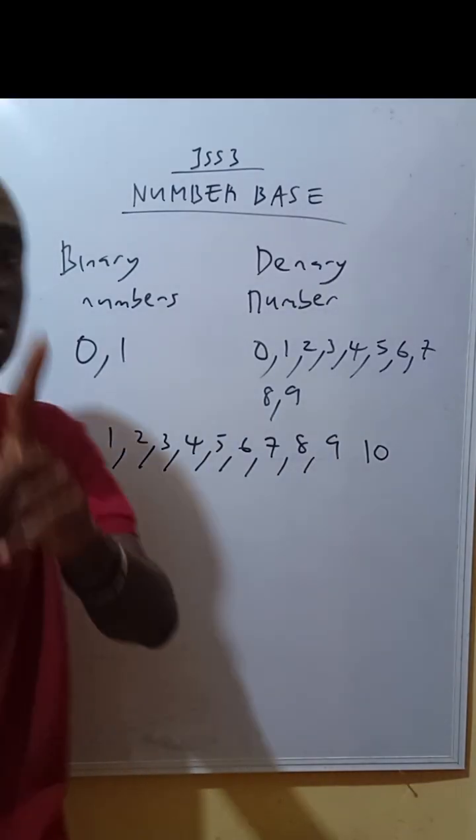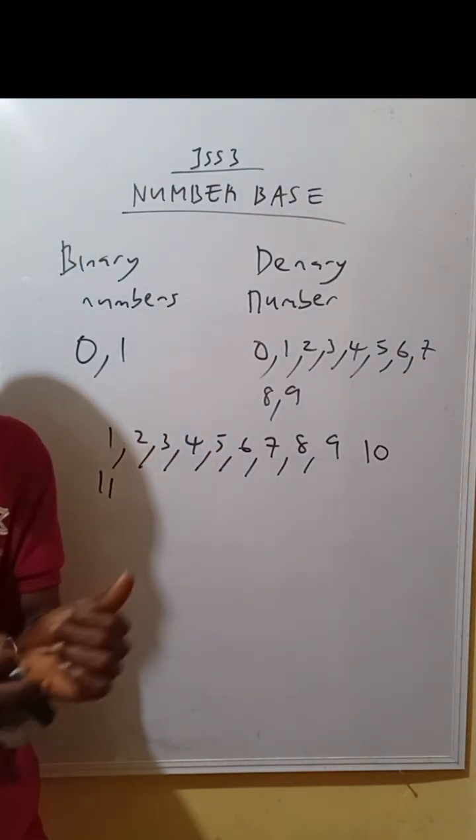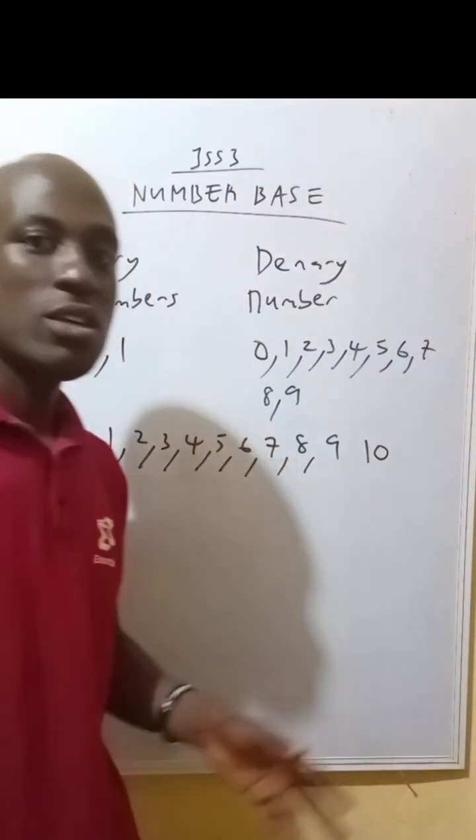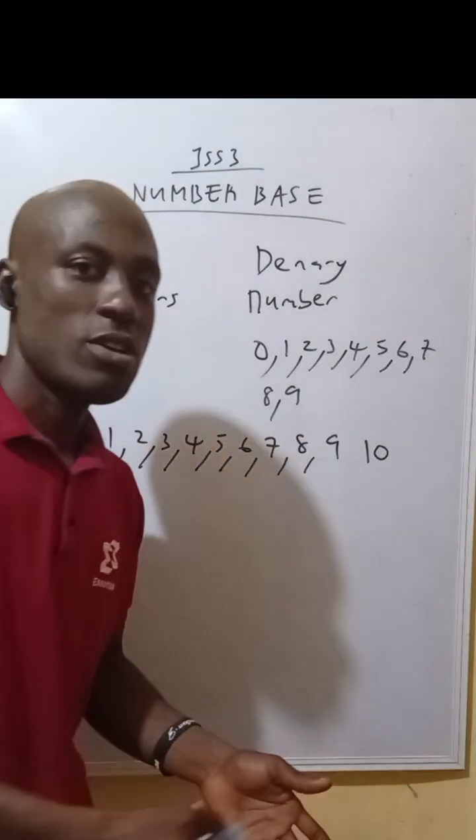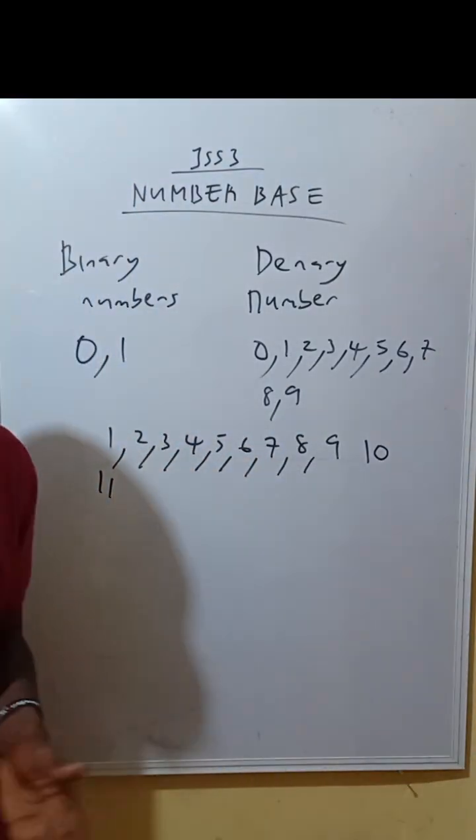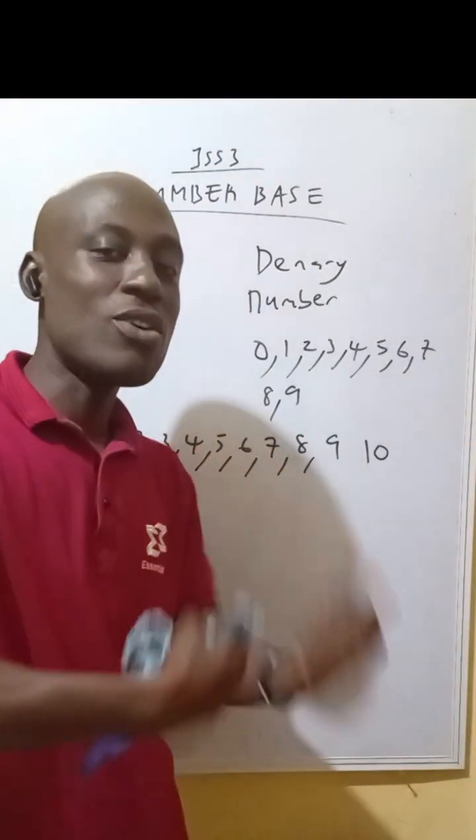Imagine a dozen. A dozen is actually counting in 12s. 1 dozen, you have 12. 2 dozen, you have another 12. 3 dozen, you have another 12. 4 dozen, you have another 12. So that's a counting system, a way of counting.